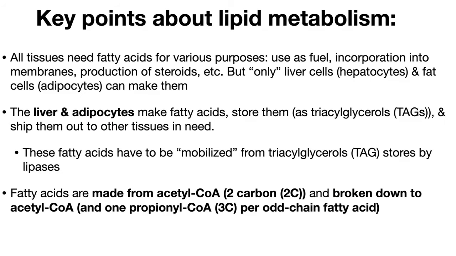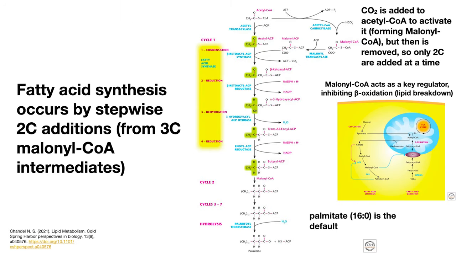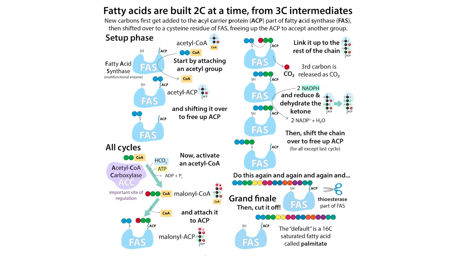Turns out that fatty acids are also made from these two-carbon acetyl-CoA pieces. But it's a little complicated because they have to go through an indirect process where they first go through a three-carbon intermediate called malonyl-CoA that gets pieced together. We'll talk about this. That's going to be a reductive process. Remember, oxidative processes are often involved in catabolism, our breakdown of stuff, and reductive reactions are often involved in anabolism, our making of stuff.